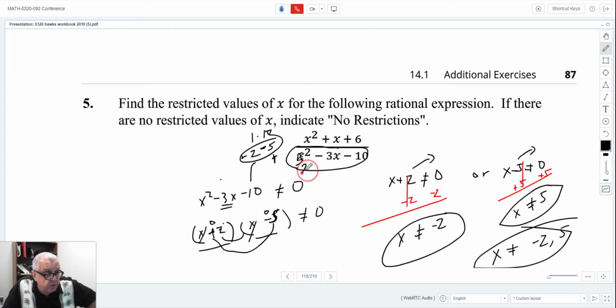5 squared is 25. Negative 3 times 5 is negative 15, minus 10. Do you see? 25 minus 15 is 10. 10 minus 10 is 0. If I put a 5 in there, I get 0. Also, if I put a negative 2 in there, I also get 0. These are the two things that will make the bottom equal 0, negative 2 and 5.